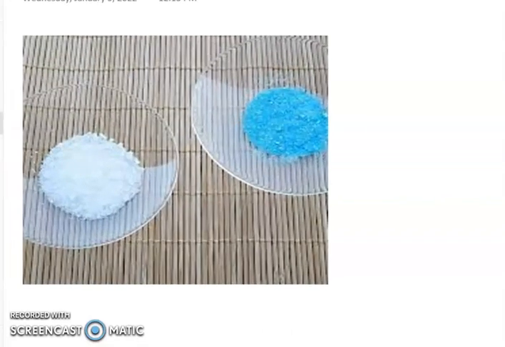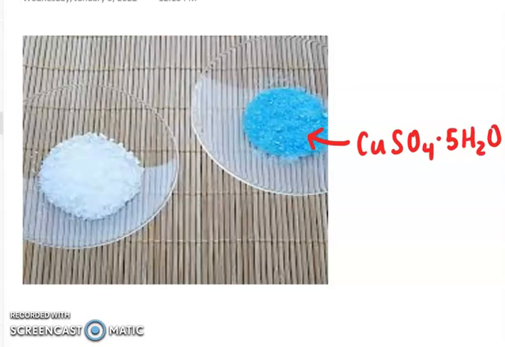So the picture right here, this is copper sulfate pentahydrate. When I heat up copper sulfate in a test tube and the water is driven off, this is what the copper sulfate looks like. So it actually changes its physical properties. It's also going to decrease in mass because I've somehow gotten rid of the water.